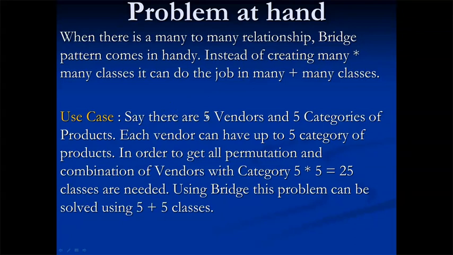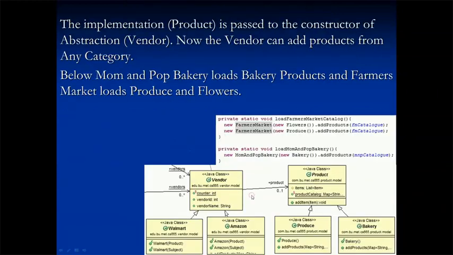The use case here is the challenge I had. I took 5 vendors, and not all vendors sell everything, and there are 5 categories. Each vendor can have up to 5 categories of products. So I need to give one product to one vendor, 2 products to another vendor, 3 products to another vendor. I need to have the flexibility. To get all permutations and combinations of vendors with categories, 5 times 5, which is 25 classes, are needed. Using the bridge pattern, this problem can be solved using 5 plus 5 classes.